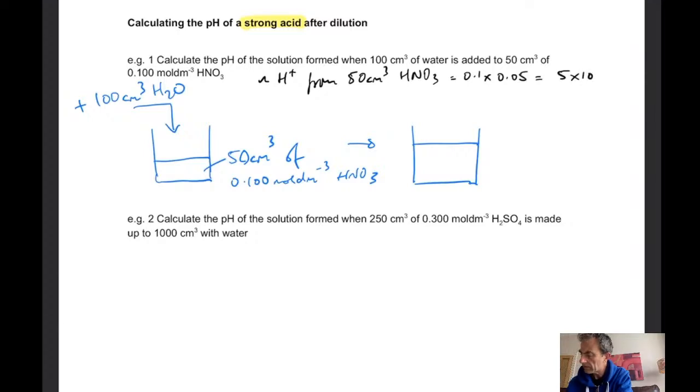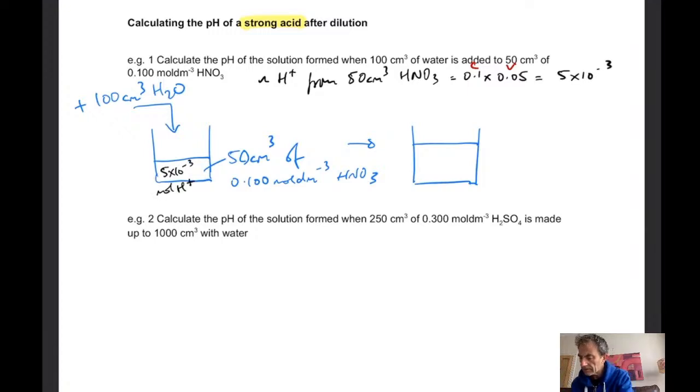Okay, so that's how many moles of H plus we've got. I'll just put concentration and volume there so you know where that's come from. Okay, so there are 5 times 10 to the minus 3 moles of H plus in that beaker.